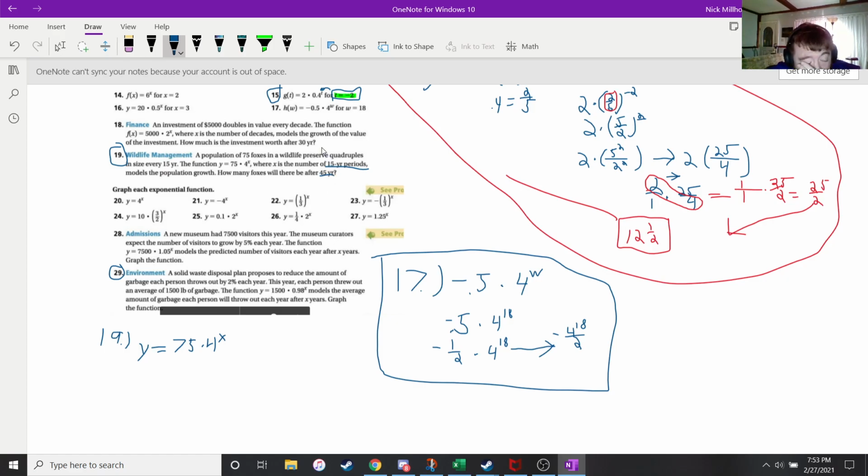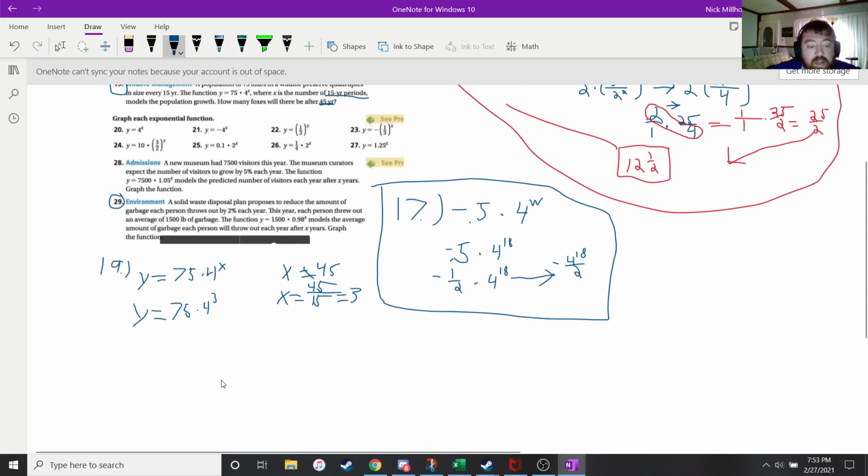So the thing you got to recognize here is that this 45 is not what we're going to plug in for x. x does not equal 45. Because we're told that x is the number of 15-year periods. So x is equal to 45, because it's how many total years we're looking for, divided by 15. And that's going to give us 3. So then we're going to plug 3 in for x. And you're going to get y is equal to 75 times 4 to the 3rd power.